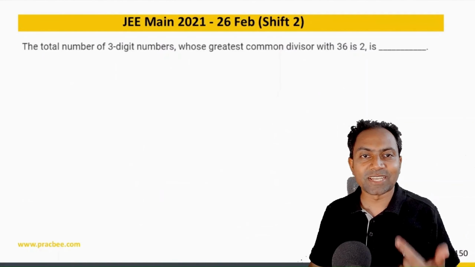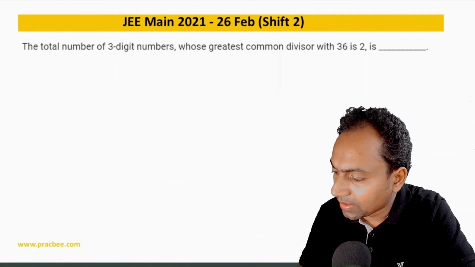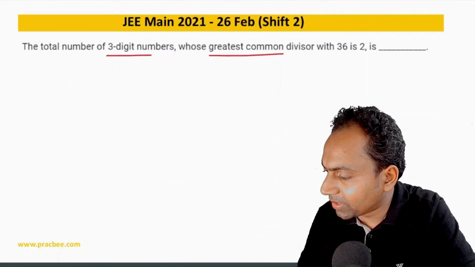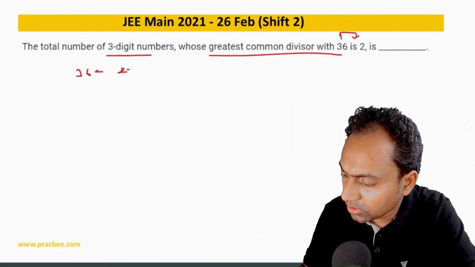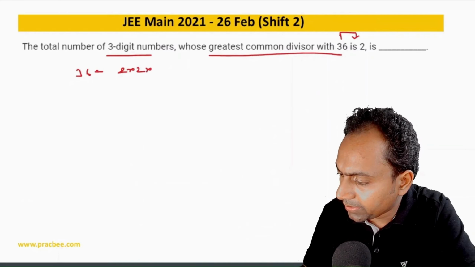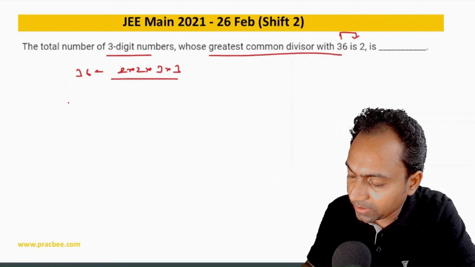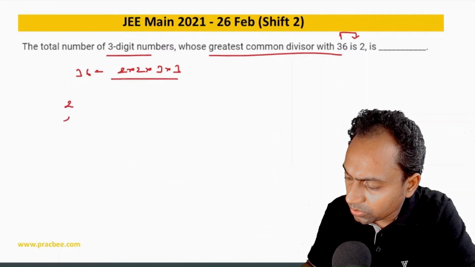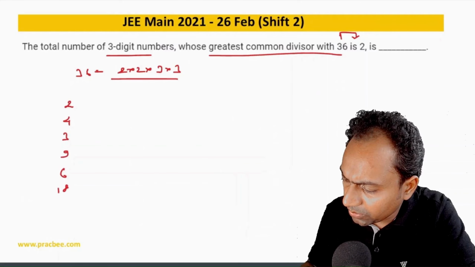Now this question that was asked in 2021 builds on the idea from the earlier question. Now what they're saying is a 3-digit number whose greatest common divisor with 36 is 2. Now this is very interesting, because if you write the prime factorization of 36, you will get 2 into 2 into 3 into 3. So you can see that the factors that might appear would be 2, then 4, then 3, then 9. And if I combine 2 and 3, it becomes 6. 2 and 9, it becomes 18. 4 and 3, it becomes 12. And 4 and 9, it becomes 36.